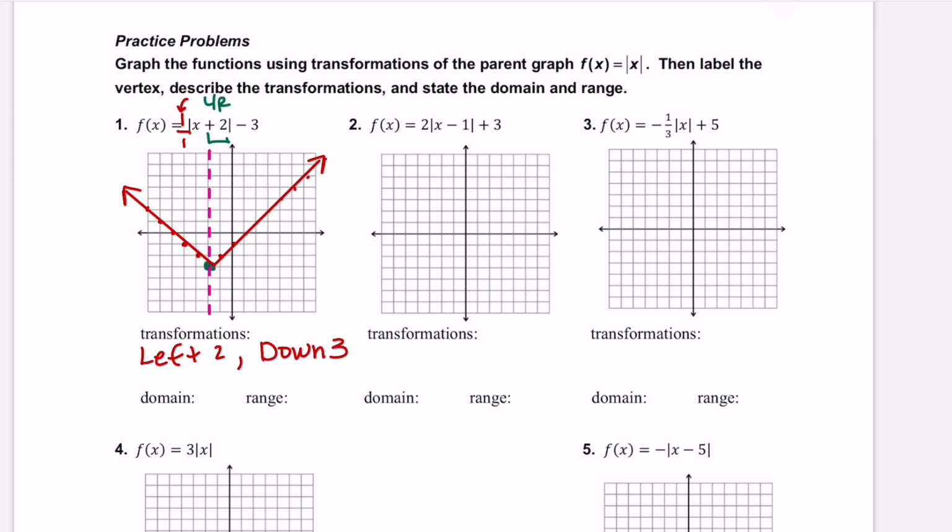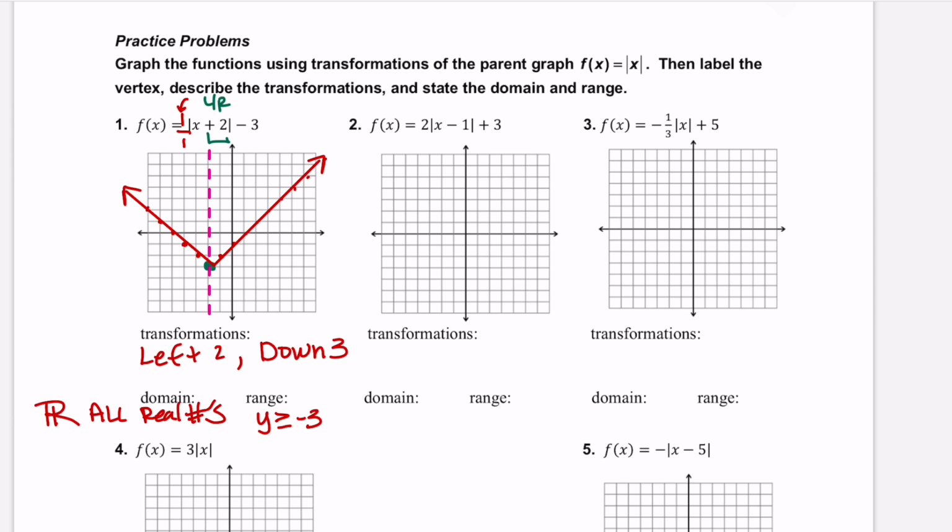Our domain for all absolute values would be all real numbers. We can write that as just a fancy R, or we can just write all real numbers. Our range is our Y values. Now the lowest point of our Y value is going to be at -3. That's the lowest point. Everything is above -3. So we're going to say the Y is greater than or equal to -3. -3 is part of that graph, so we're going to put an equal sign there.